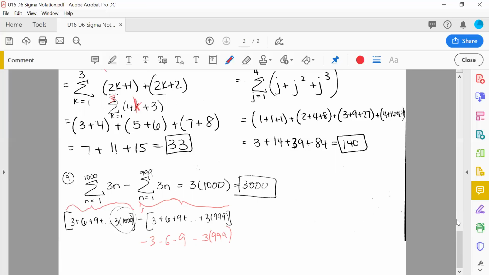So what's going to happen here? This 3 is going to cancel out with this 3. This 6 is going to cancel out with this 6. This 9 cancels out with this 9. All the way up to 3 times 999. What's the only term left standing? Well, it's the last term from the first set, the 3 times 1,000. That's the only one that's left standing because everything else is going to cancel out. So 3 times 1,000 is 3,000. That's all that you're left with.